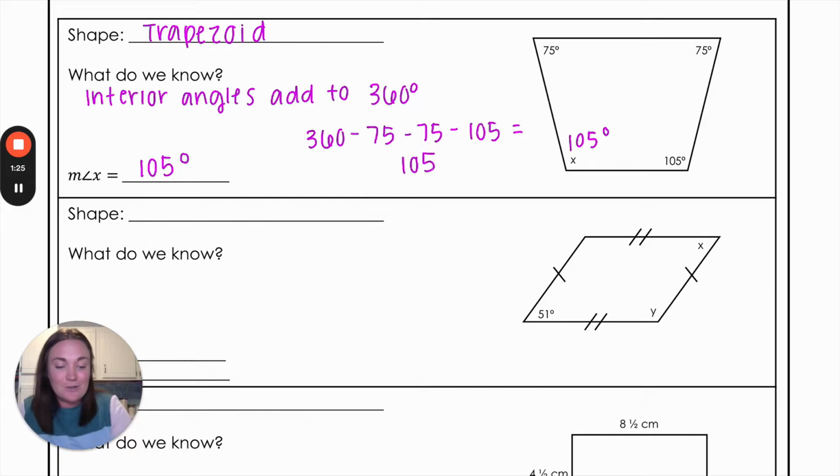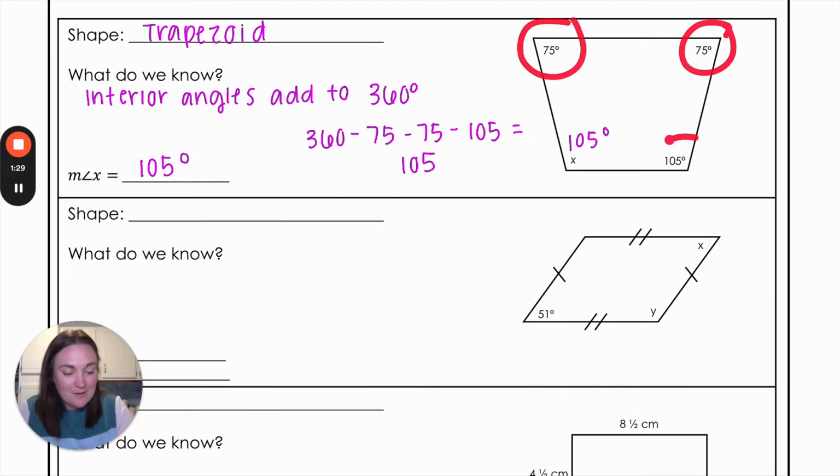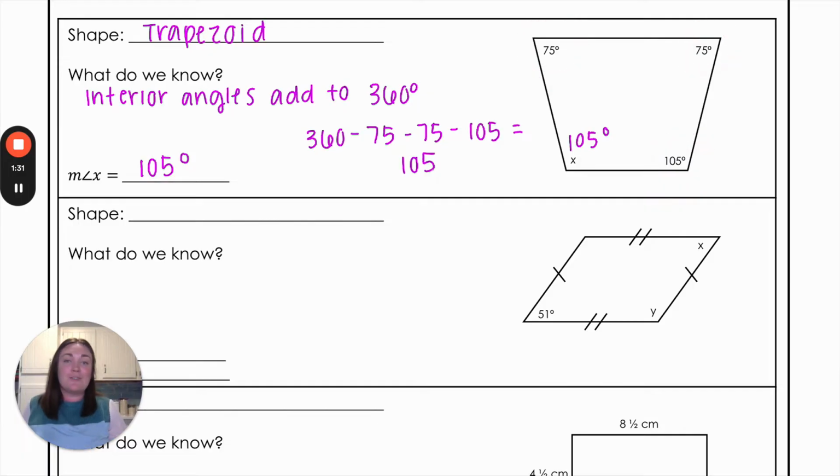Some people like to add up the angles first and then subtract, so you could also do 75 plus 75 plus 105 and then subtract from 360. Either way, you're going to get the same answer.